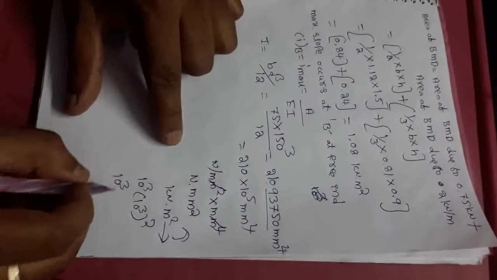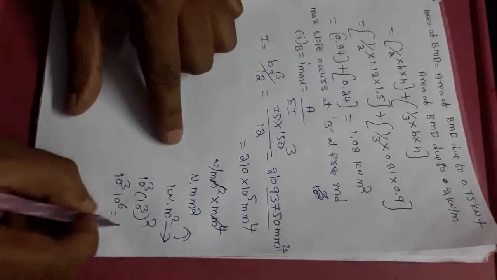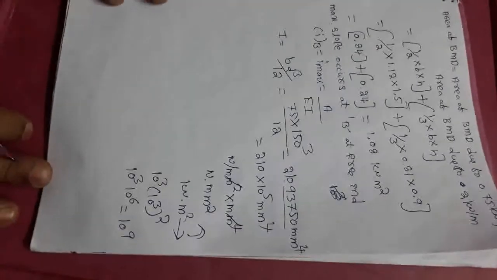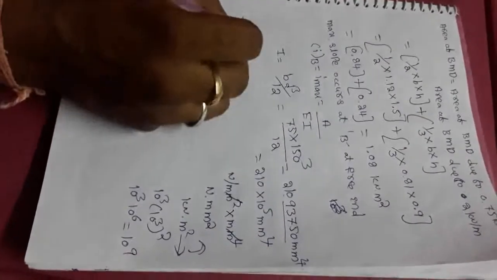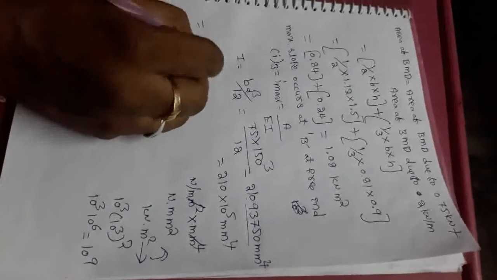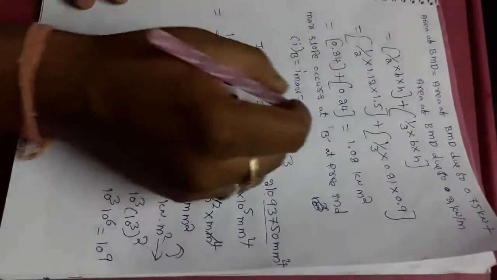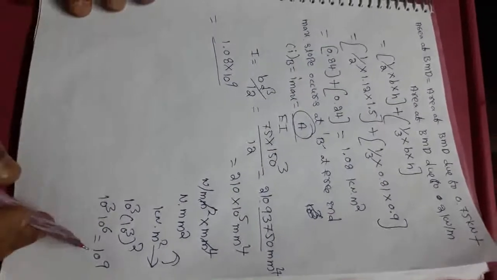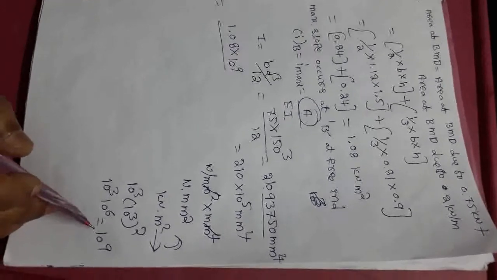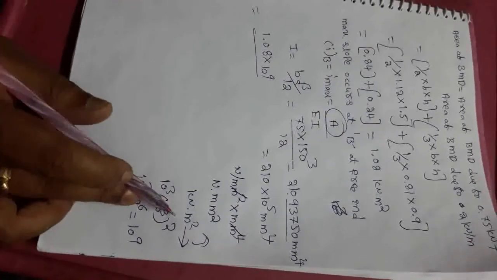So 10 to the power of 3, 10 to the power of 6 and 10 to the power of 9. Okay, you can multiply the numerator value with 10 to the power of 9. So the area is 1.08 into 10 to the power of 9. This is the area. 10 to the power of 9 is the conversion unit from kilonewton into meter square to Newton into mm square, divided by the E value.